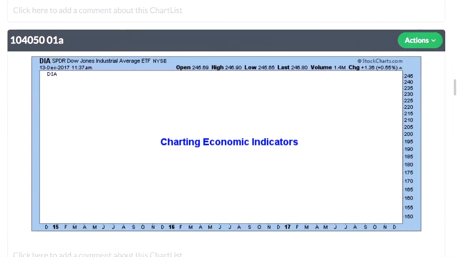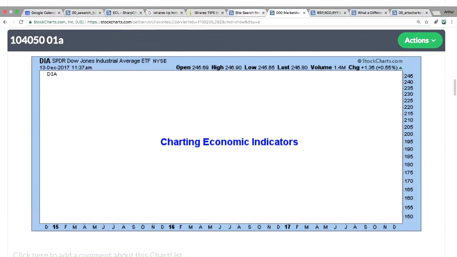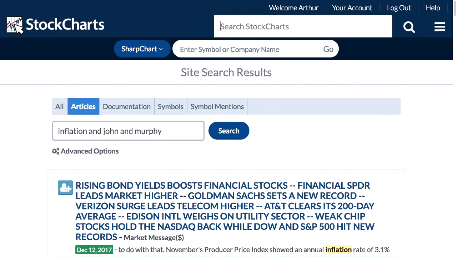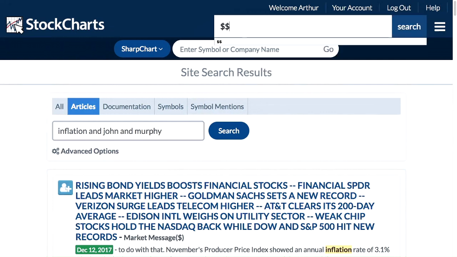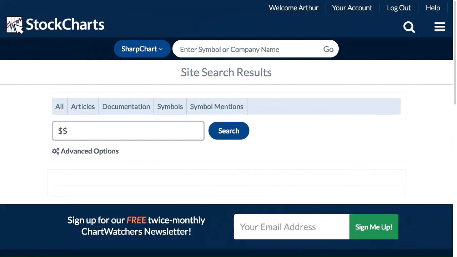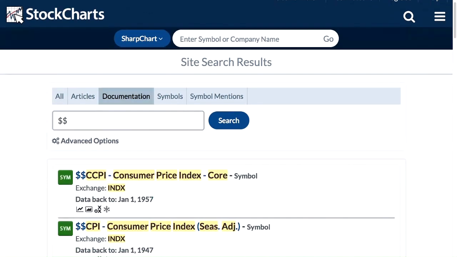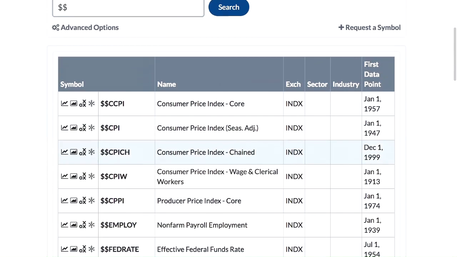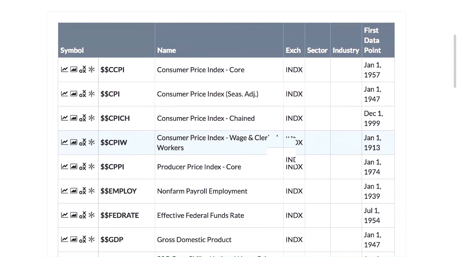Now, I'm not going to show a bunch, but if you want to chart economic indicators at stock charts, you can go crazy. Again, I'm going to use the symbol search there at the top. And all the economic symbols begin with the double dollar. So I just put in double dollar and I push enter to do the search. And again, up here, I have to filter that further. I'm going to click symbols. And there you'll see all the economic indicators that we cover.